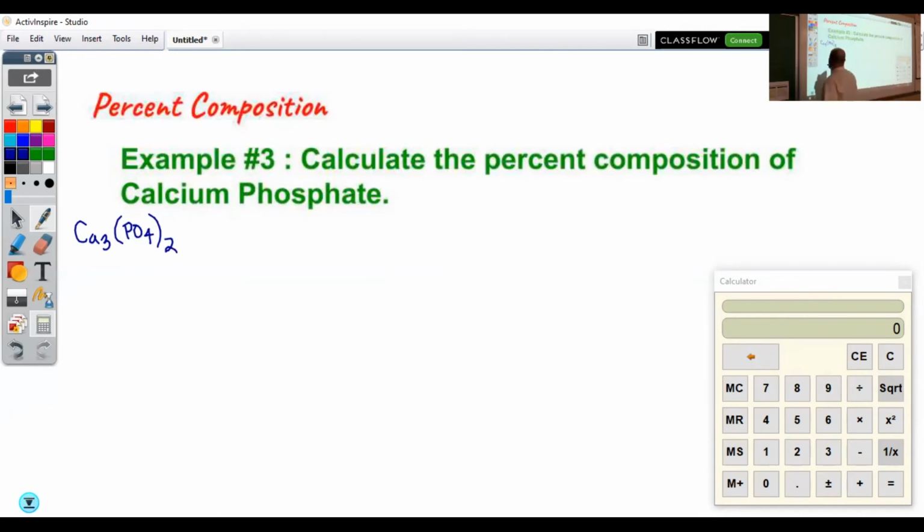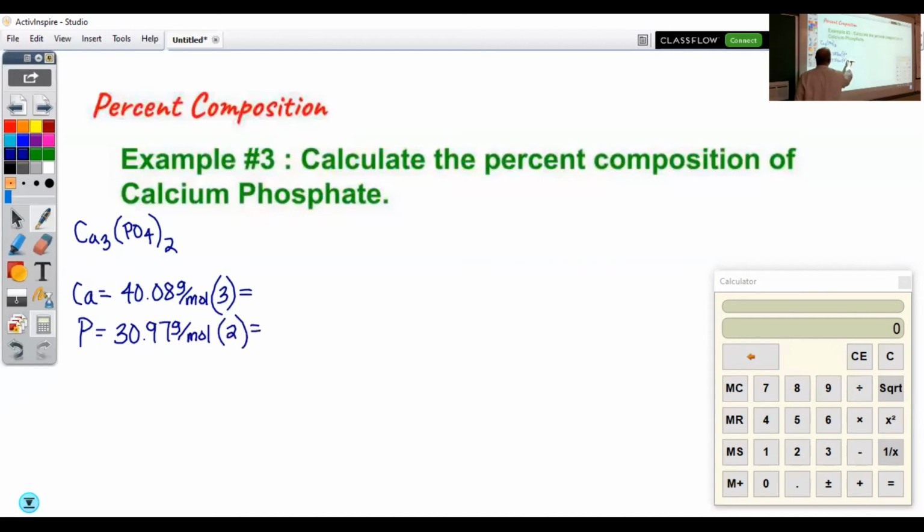So for calcium, we have a molar mass of 40.08 grams per mole. We're going to have to multiply that by 3. For phosphorus, we have a molar mass of 30.97 grams per mole. We're going to multiply that by 2. And finally, for oxygen, we have a molar mass of 16 grams per mole. We're going to multiply that by 8. Again, these molar masses are the mass off of the periodic table.